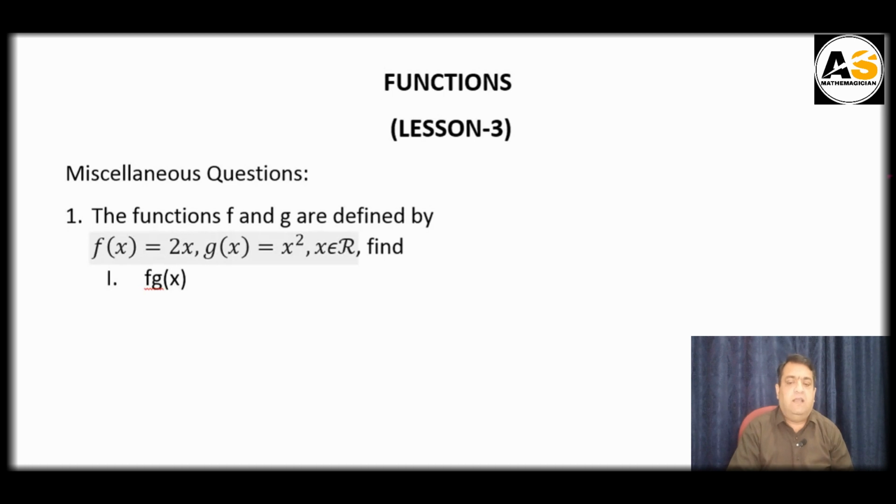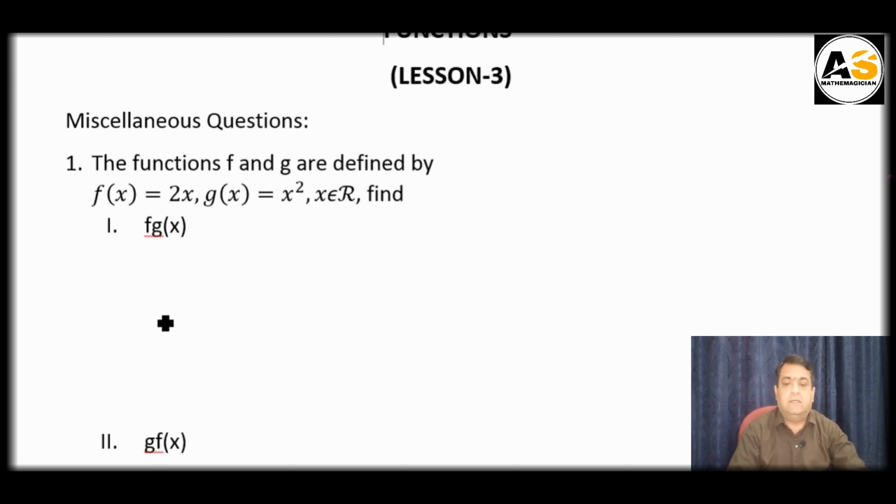Question number 1: the functions f and g are defined by f of x is 2x, g of x is equal to x square. And we have to find, number 1, f of g of x.